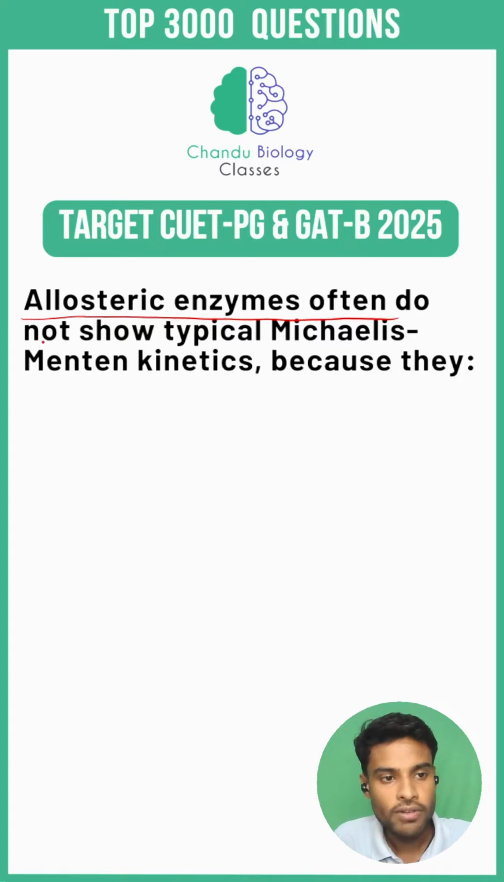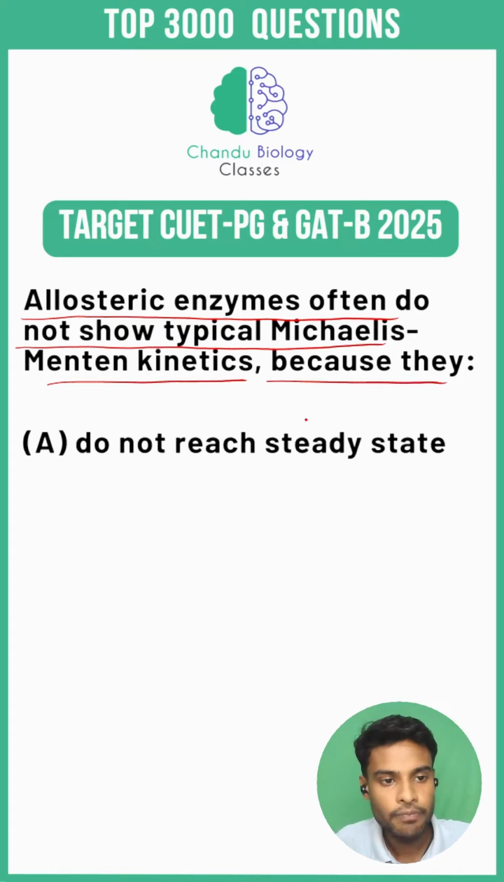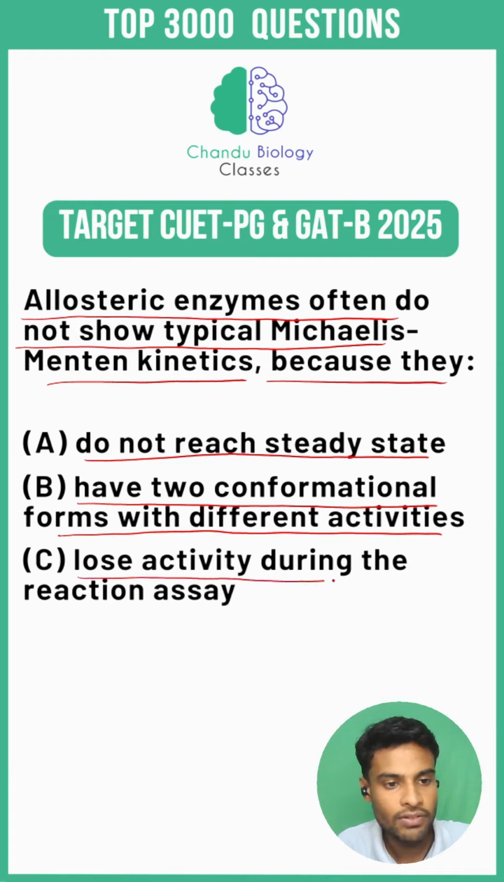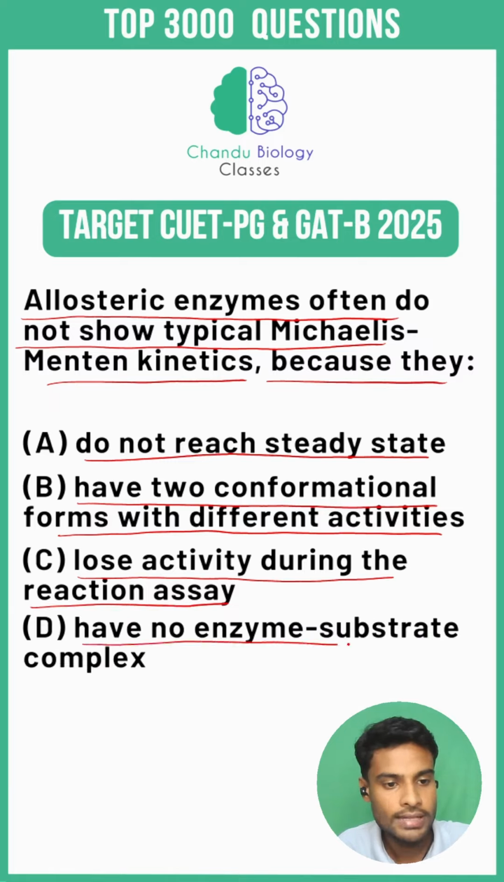Allosteric enzymes often do not show typical Michaelis-Menten kinetics because they: option A, do not reach steady state; option B, have two conformational forms with different activities; option C, lose activity during the reaction assay; or option D, have no enzyme-substrate complex.